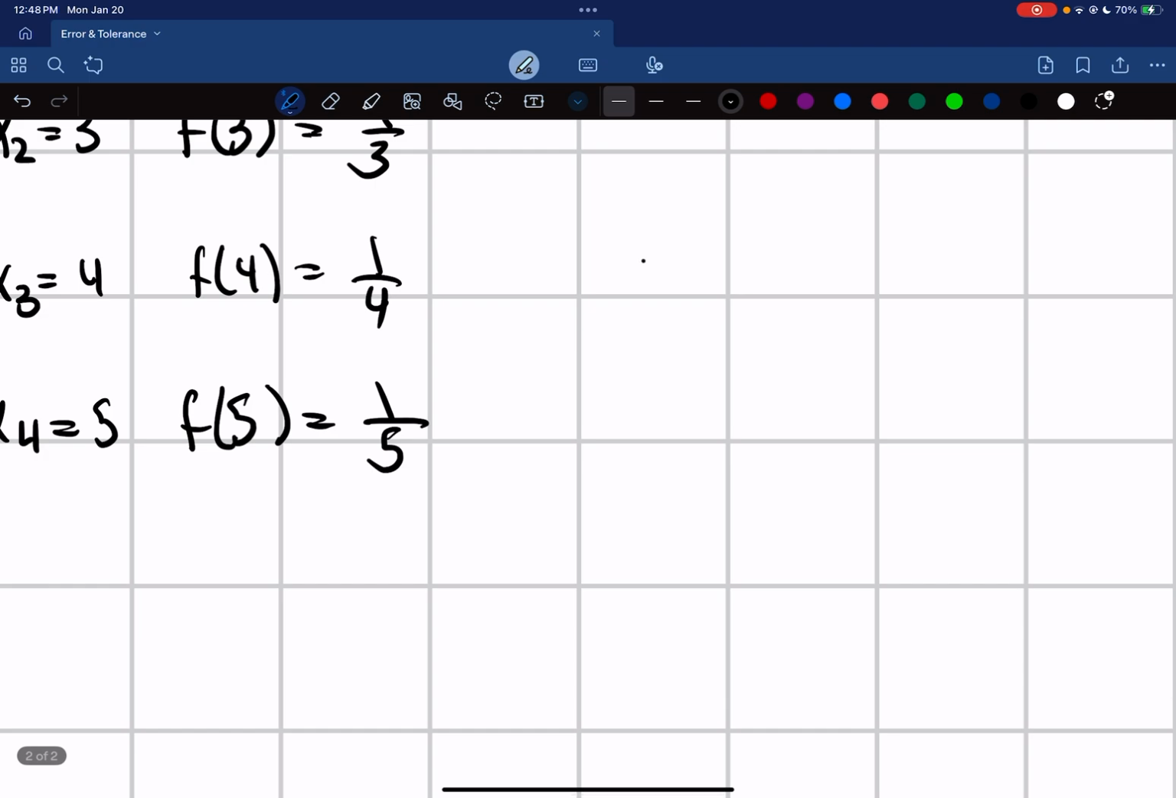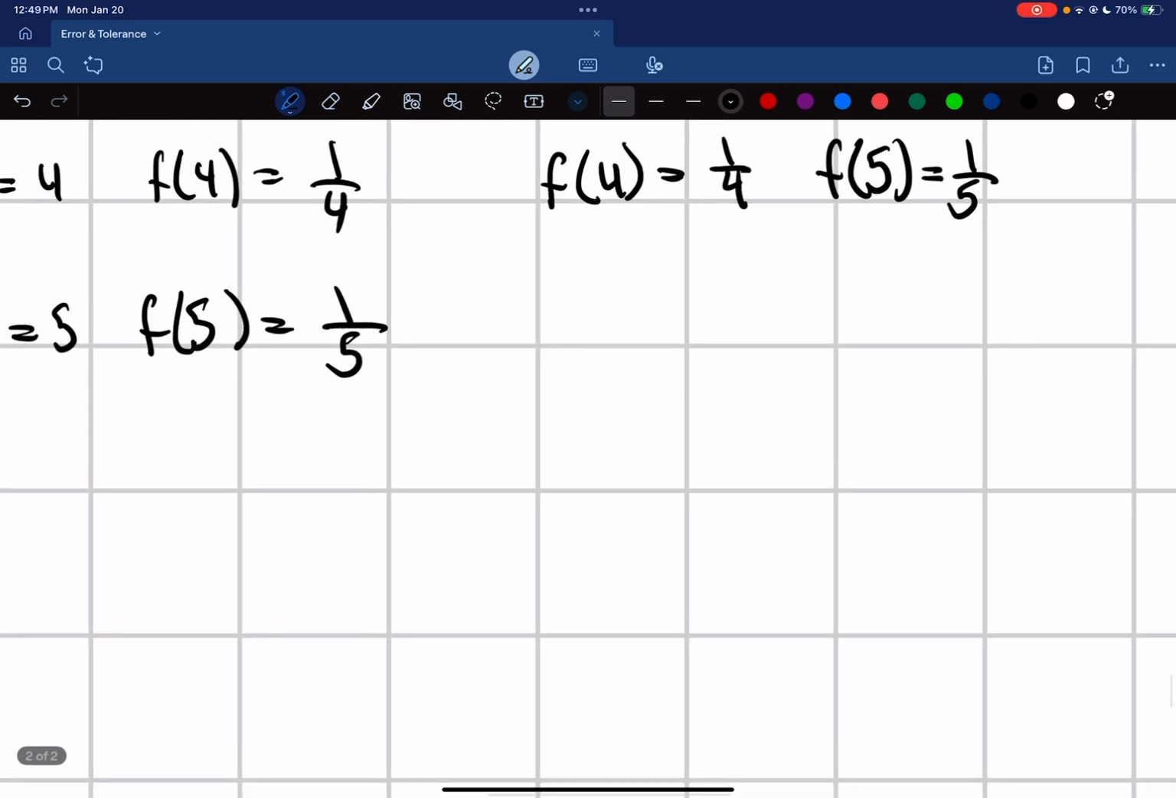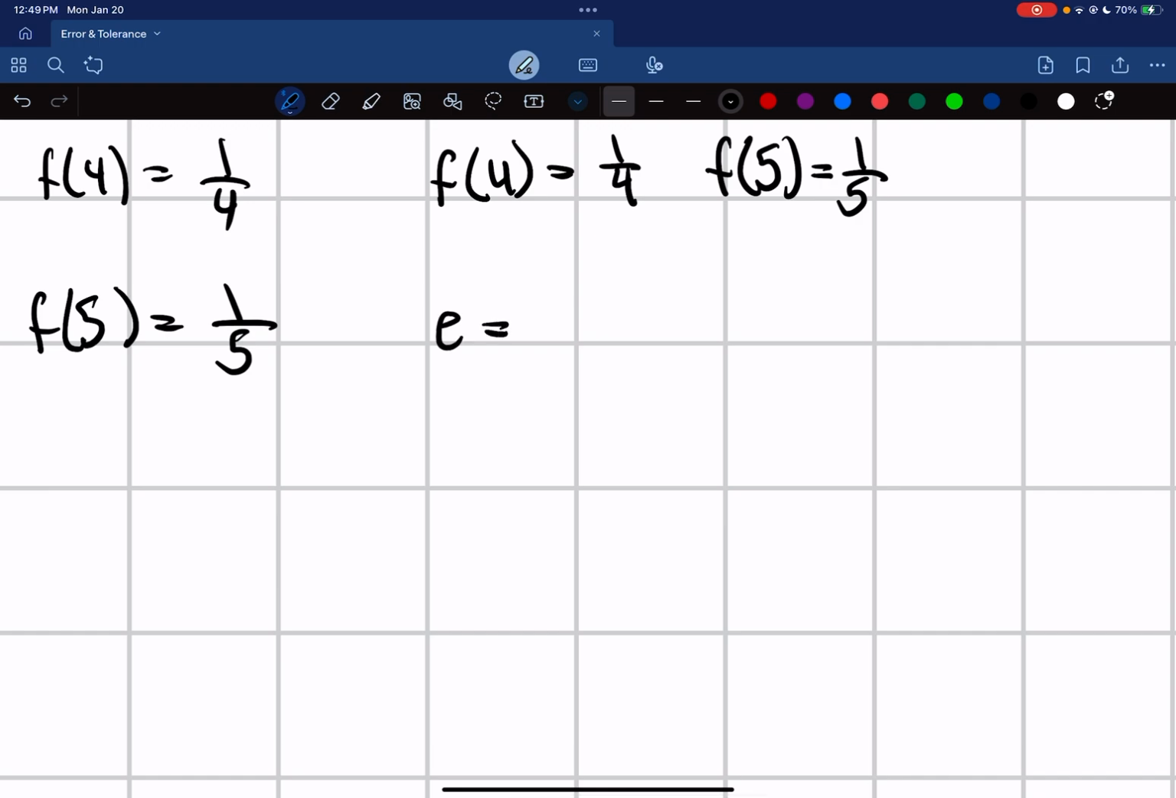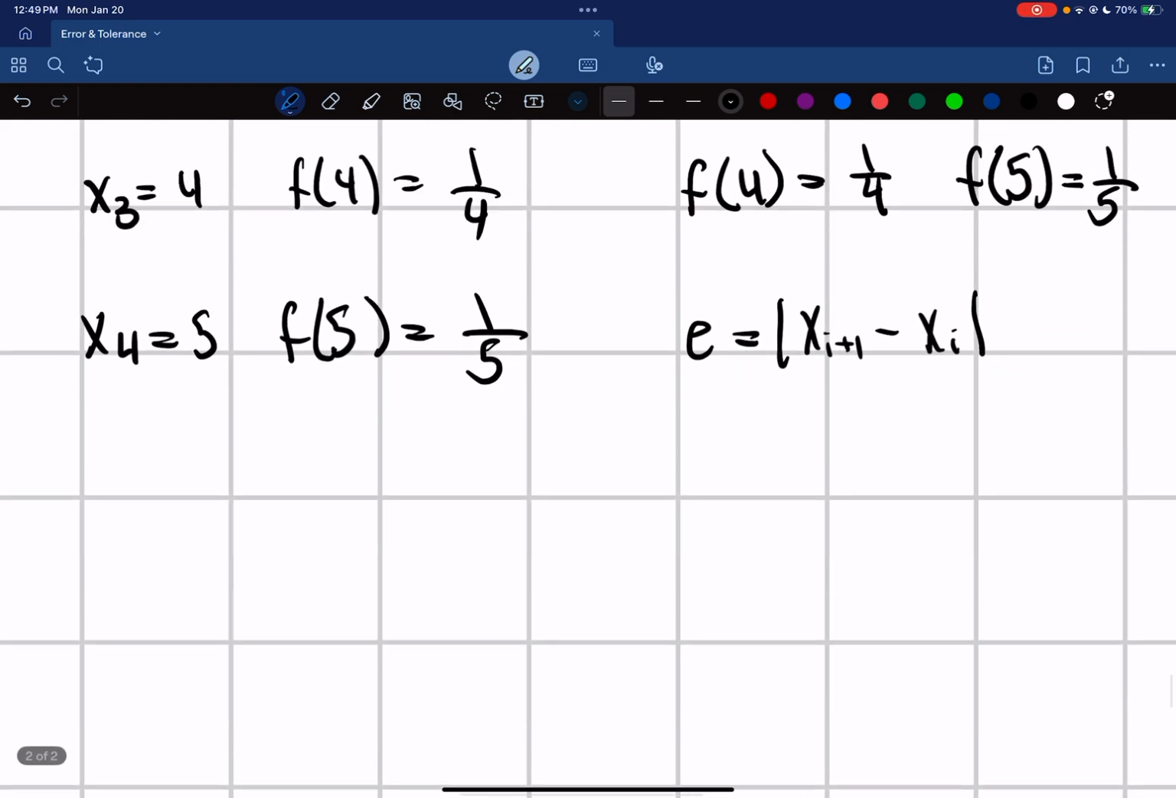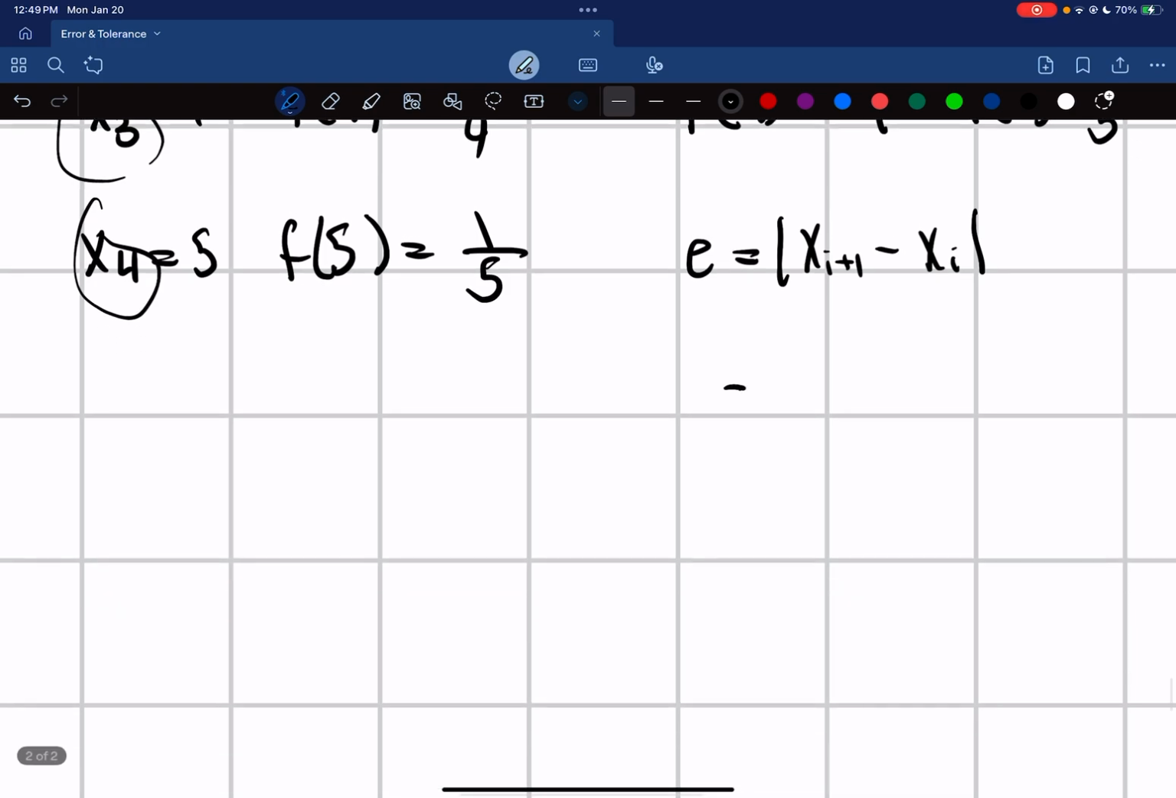I want to now calculate the error. So I have two values: the function at 4 equals 1/4, and the function at 5 equals 1/5. So what is my error? My error is the absolute value of x at i plus 1 minus x at i. Obviously we know here it's 3 and 4, so this will be x at 4 minus x at 3. Remember, if this is 3, this is 3 plus 1, which is 4.